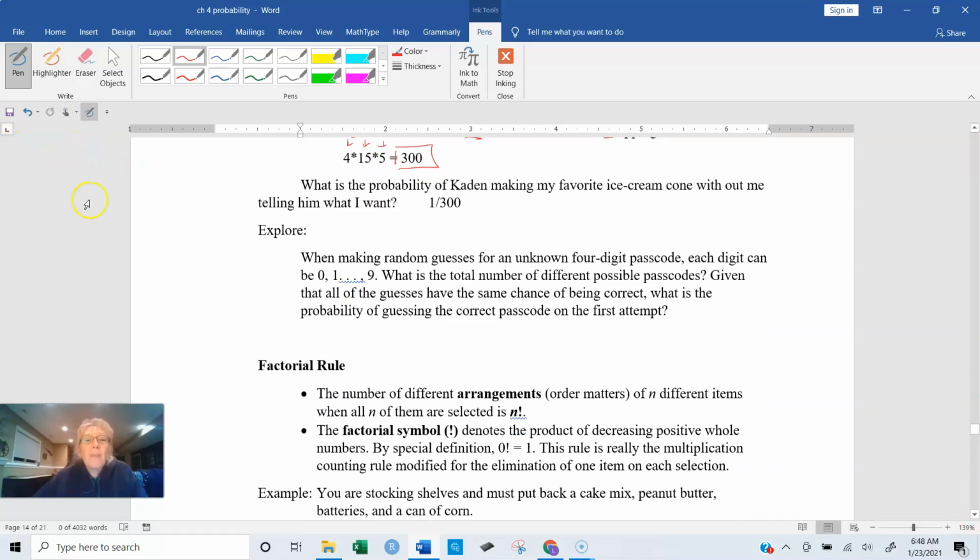All right. When making random guesses for an unknown 4-digit passcode, so we have 4 digits here. All right. Pause and see if you can get this one right.